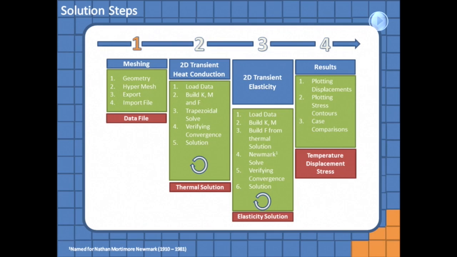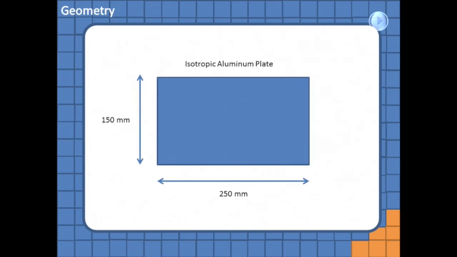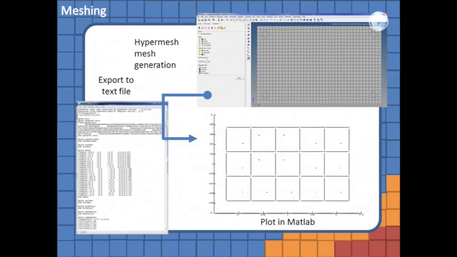Now let's look at the geometry. We chose to use a 2D isotropic aluminum plate, 250 millimeters in length and 150 millimeters in height. To mesh the domain, we used HyperMesh, exported to a text file, which MATLAB could then read and plot.